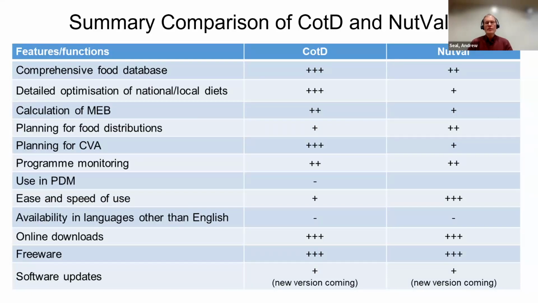So they both have advantages and disadvantages. Cost of diet is a much stronger tool for some purposes, such as coming up with an optimized diet at minimum cost, whereas NutVal is more designed for use in humanitarian contexts where calculations have to be done more quickly and without necessarily the opportunity to collect a lot of supporting data. Next slide, please.